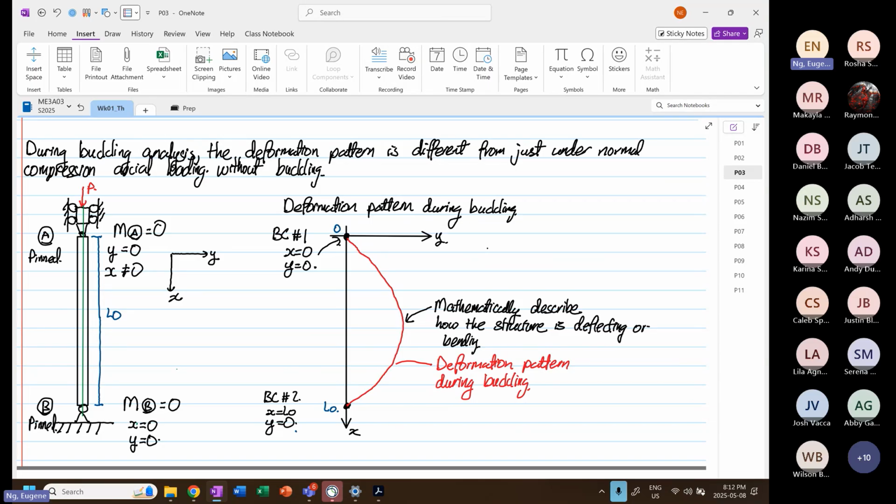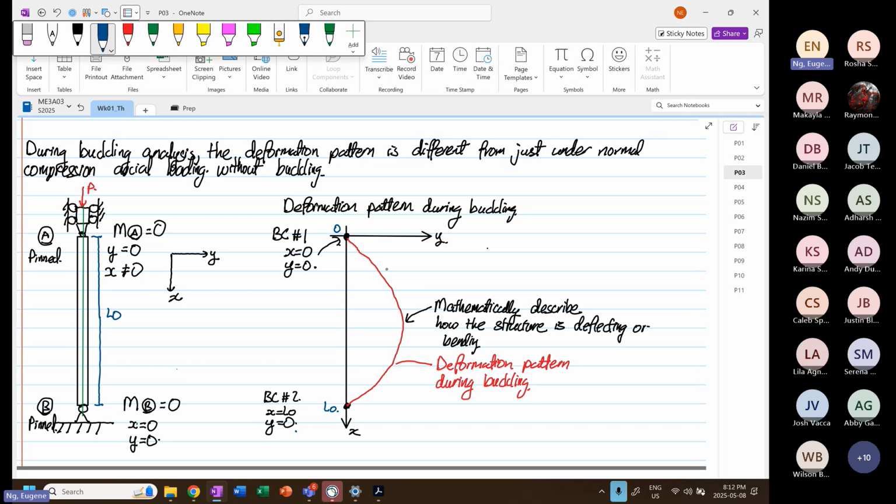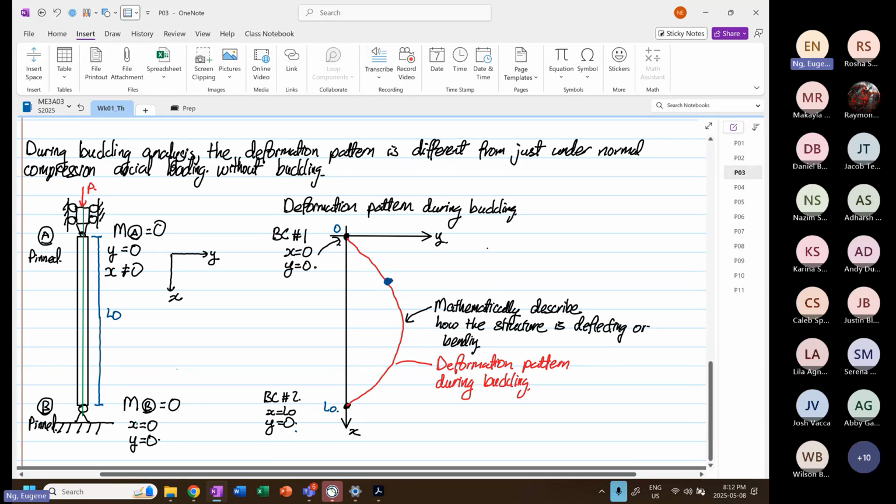So from here, we are going to pick a point. And this point we're going to pick is somewhere down here. And this is our point Q. And at our point Q, it has a certain distance down. And this is our x. And with that x, it has a certain distance y. Okay. So the y over here describes our deflection.